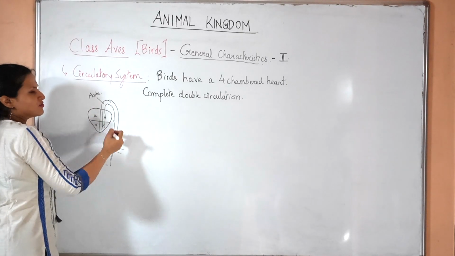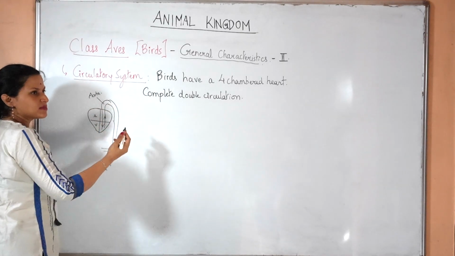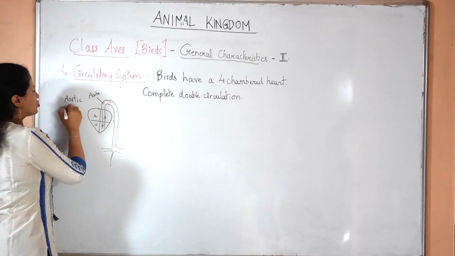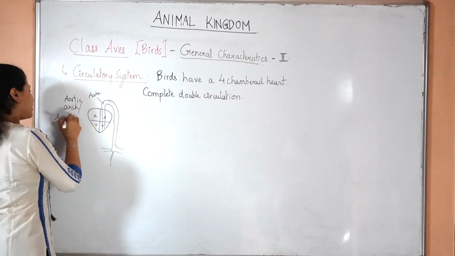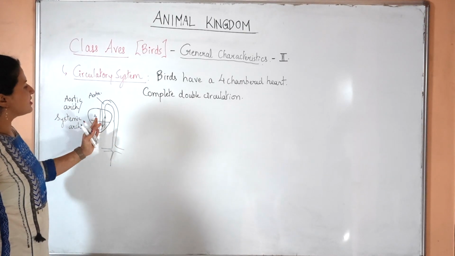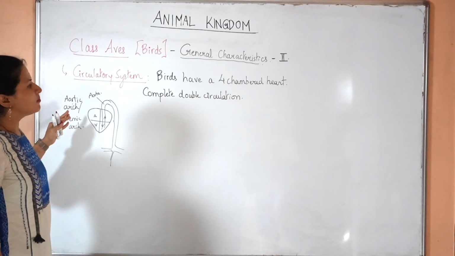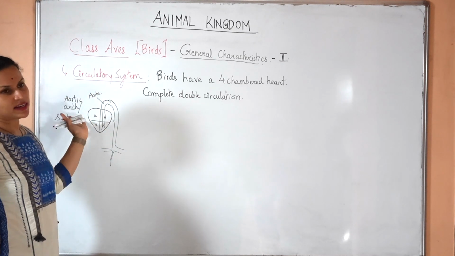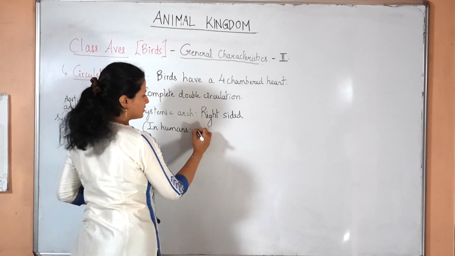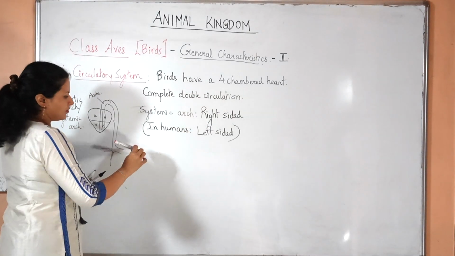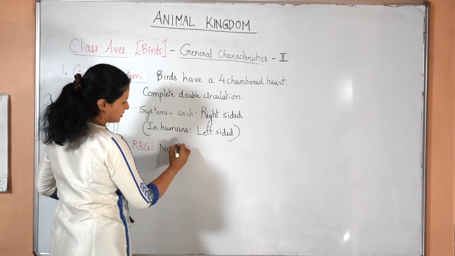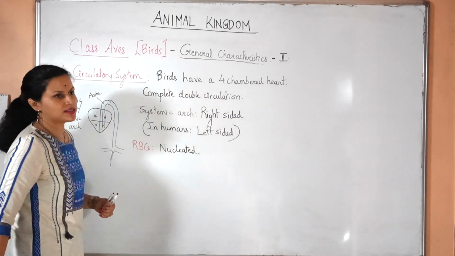This arch that is formed by aorta, which provides blood to all parts of the body, is called as the aortic arch, also called as the systemic arch. In human heart, the aortic arch or the systemic arch is left-sided arch. In case of the birds, it is a right-sided arch. Systemic arch is right-sided. In humans, it is left-sided. The RBCs, in case of the birds, are nucleated. In humans, they are enucleated.